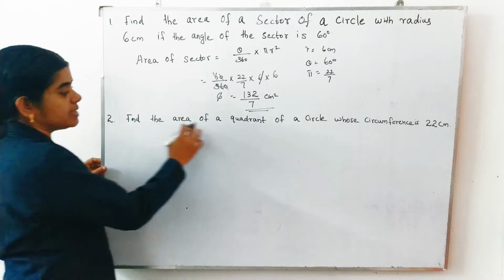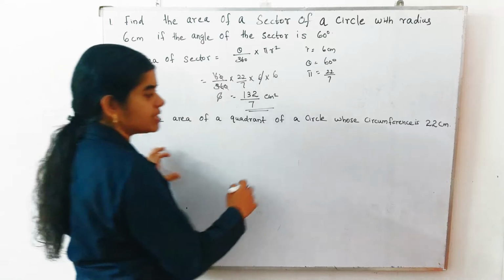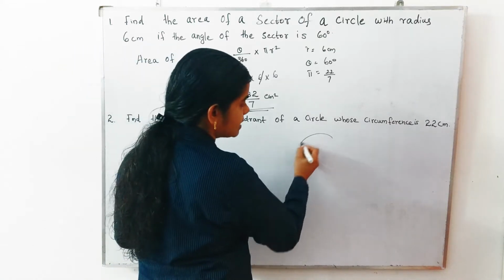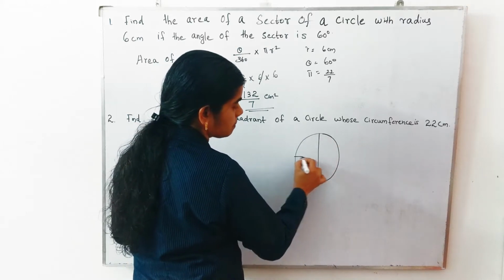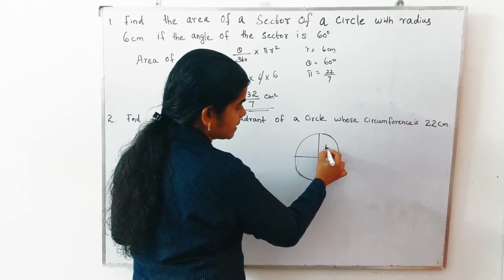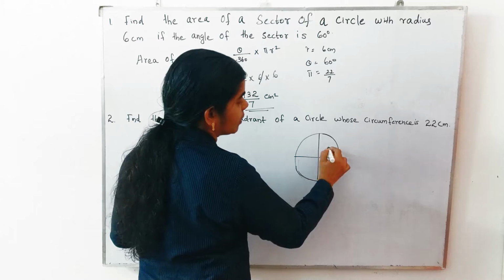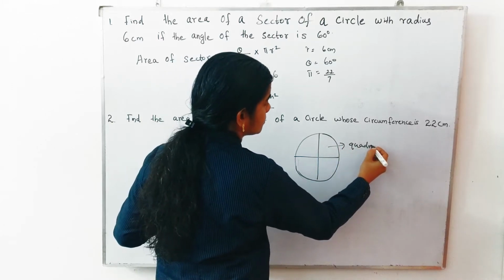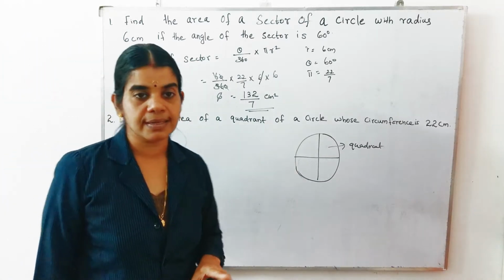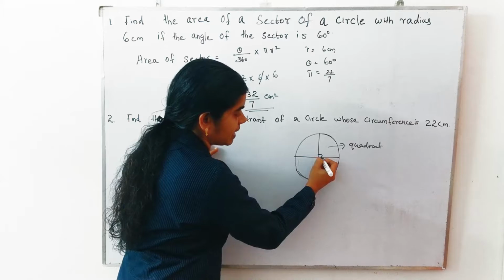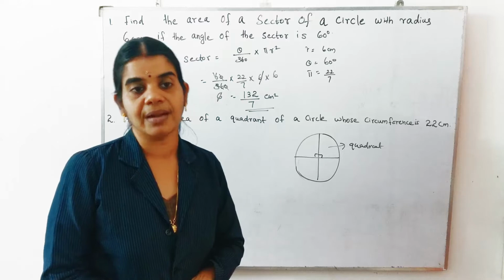Second question. Find the area of a quadrant of a circle whose circumference is 22 centimeter. What does quadrant of a circle mean? If one circle is there, we are dividing that into 4 equal parts. Each one is this. We already studied first quadrant, second quadrant like that. This will be the quadrant of a circle. Then what will be the angle? Here each angle will be 90 degree. In the case of a quadrant of a circle, theta will be 90 degree.